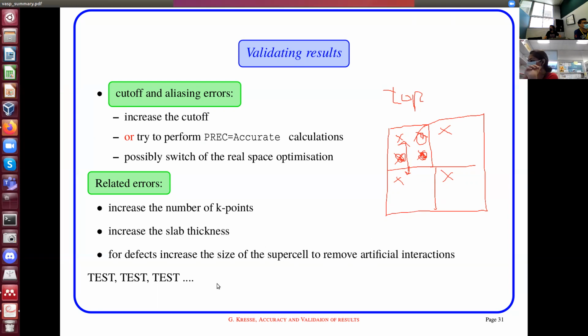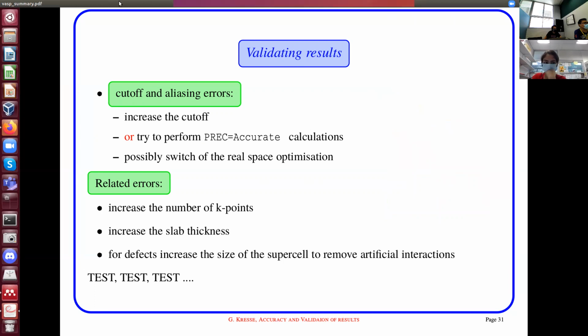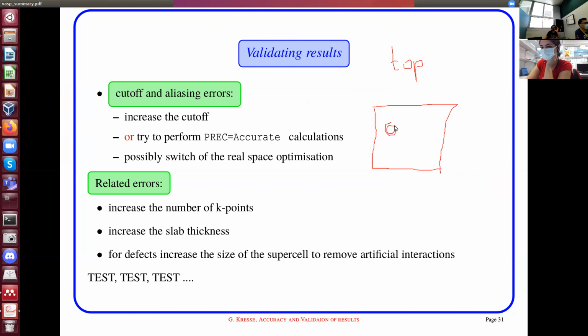But sorry, could you repeat again that concept of artificial interaction, please? Yes. So artificial interaction means, let's put it another way. Think that this is the top view. Now let's assume that you want to check how easy it is to have a copper atom. So here we have a copper atom, and we want to check how thermodynamically easy it is to have a copper atom here.